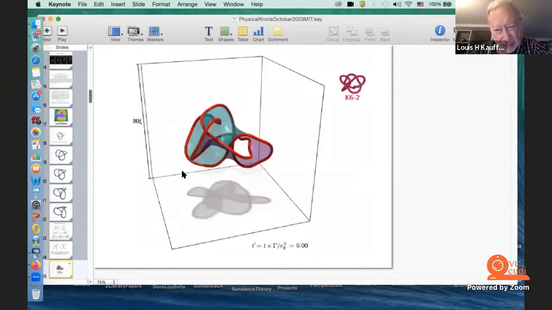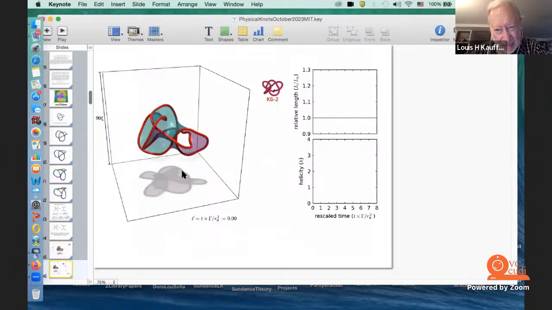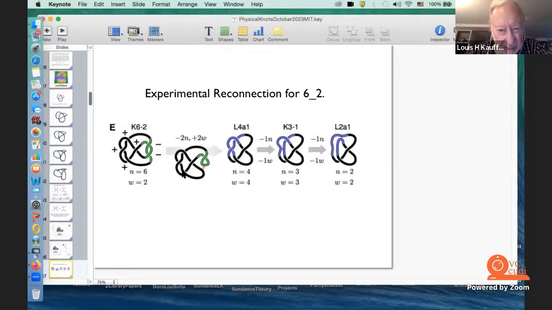And here's another experiment from that paper. I thought we had a movie there. Well, it didn't want to run, but doesn't matter. The movie shows you starting with 6-2 here, and then undergoing a reconnection at a crossing, and it becomes a link, and then it undergoes another reconnection and becomes a trefoil knot, and then two more undo the trefoil knot, so that you end up with 4 reconnections to undo that fellow.